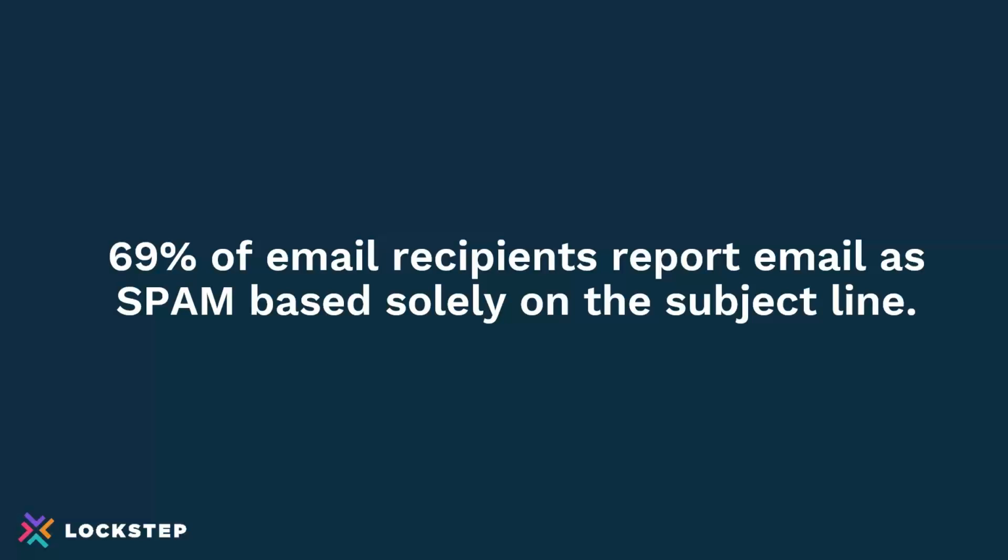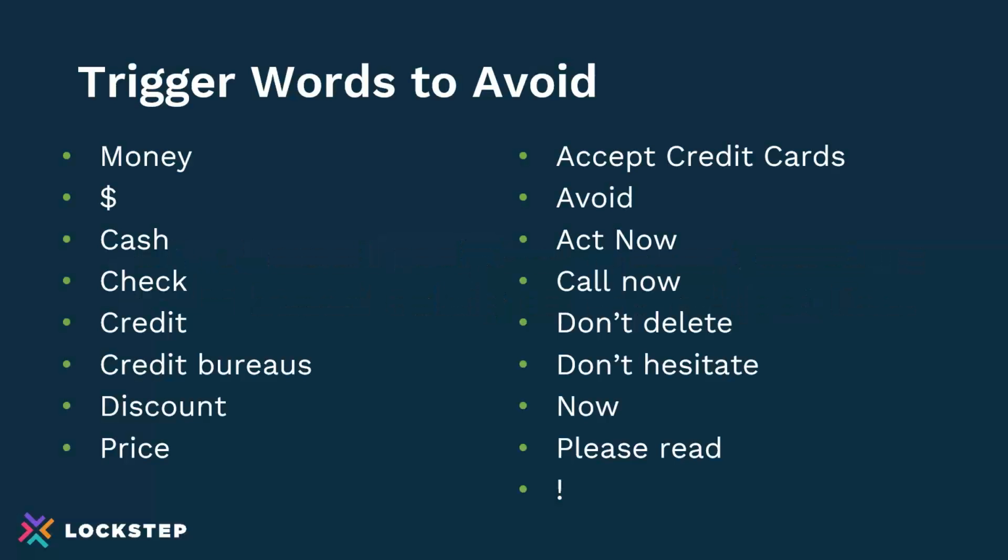The next is really thinking about, are you doing a good job to stay out of a spam folder? 69% of recipients report email as spam based on just the subject line. And so it's really important to think about how the invoices are not going into the spam folder. For instance, these are key trigger words that you would want to really avoid. Things like money, cash, check, all of those are kind of triggers for phishing, scams, and things like that.